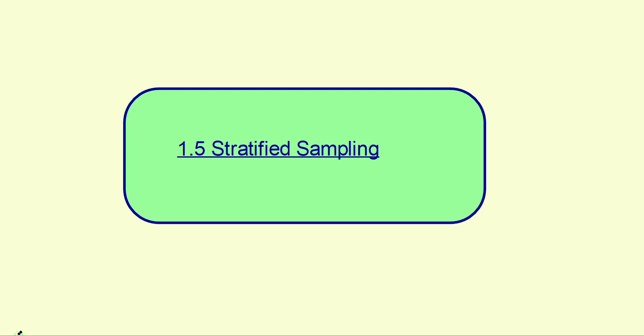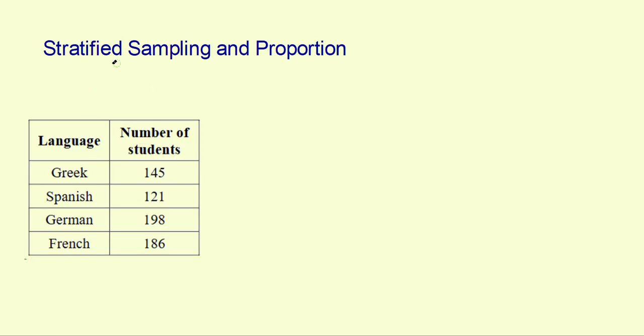Stratified sampling is a type of sampling that involves random and non-random selection. Stratified sampling is very key with proportion. The thing about stratified sampling is that you want to select a sample of people that is in proportion with the size of your population. Let's figure out what that actually means.